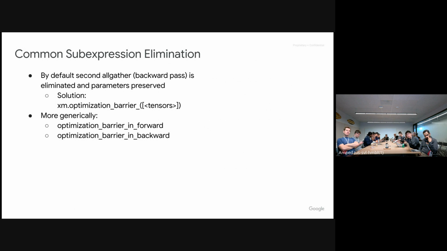Although with that approach it also seems that if you intentionally try to introduce collectives and release memory and so on and so forth, if you do not introduce a barrier, then the compiler will kind of undo the work.